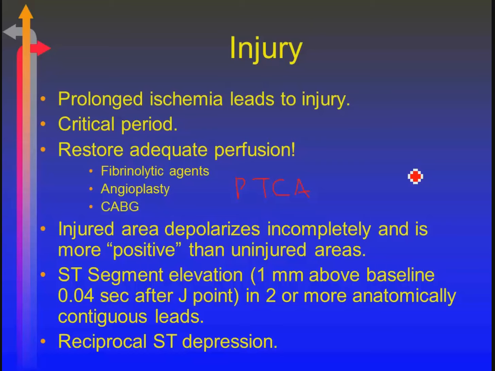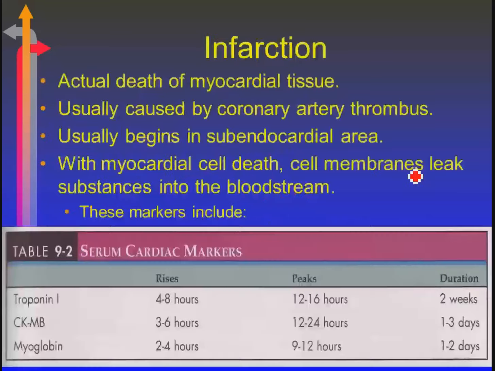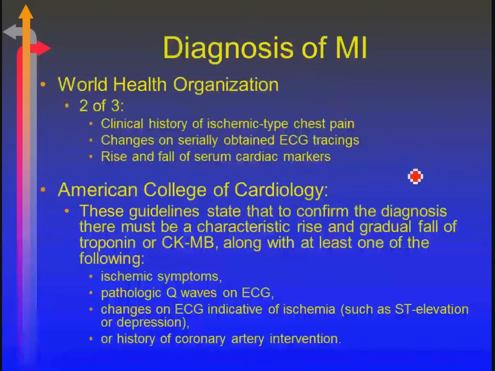So what we start seeing is that ST segment elevating, secondary to the process of the depolarization not being entirely complete. And again, you'll see reciprocal ST depression. And then lastly, we'll end up seeing the tissue dead. In that case, you end up having these mediators leaking through the membrane into the bloodstream. So we'll see a spike in the troponin level, the creatine kinase myocardial band being increased, and the level of myoglobin.